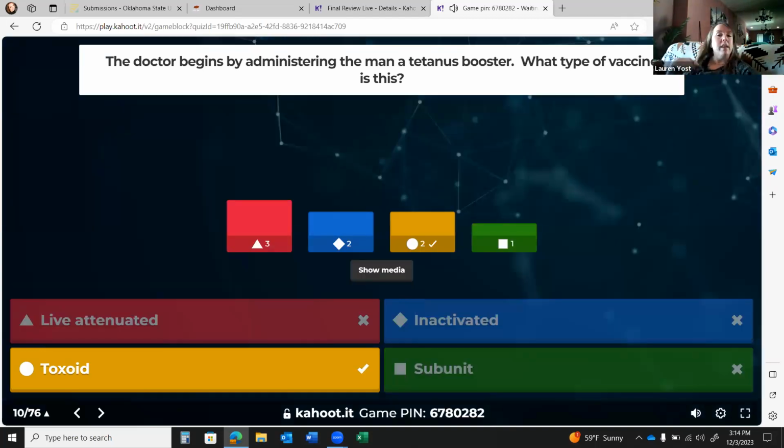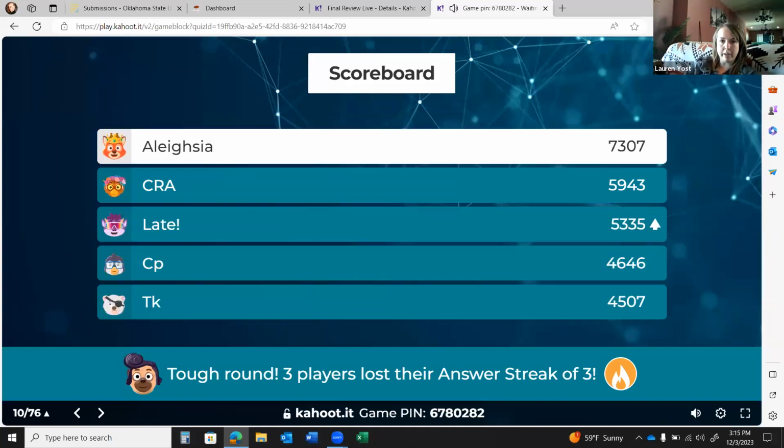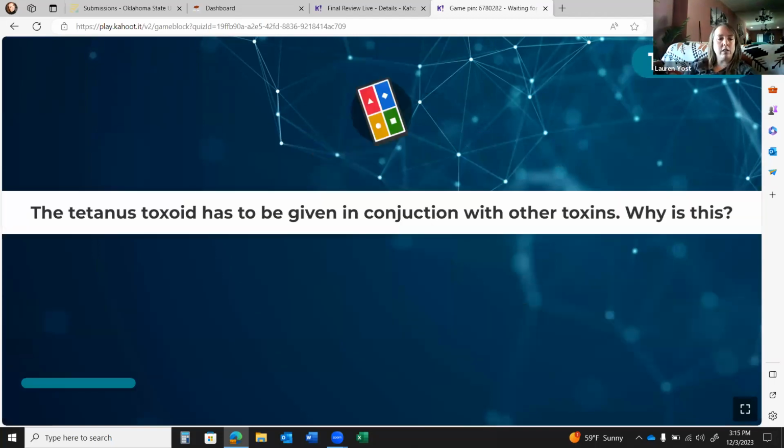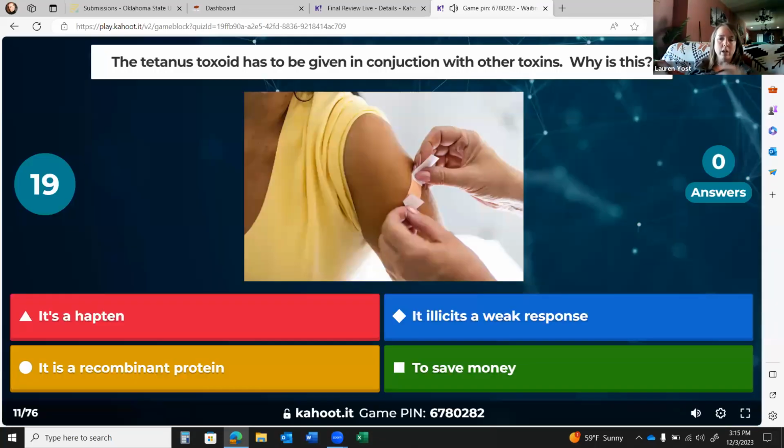Okay, so the tetanus vaccine is a toxoid vaccine. So it's actually a vaccine against the toxin of tetanus. And well, we'll get into it. I know that one of the questions coming up has to do with what I'm about to say, so I'm just going to leave it there. Toxoid. It is a vaccine against the toxin. So the tetanus toxoid has to be given in conjunction with other toxins. Why is this? Why do we have to do Tdap? Each of these are toxoids.